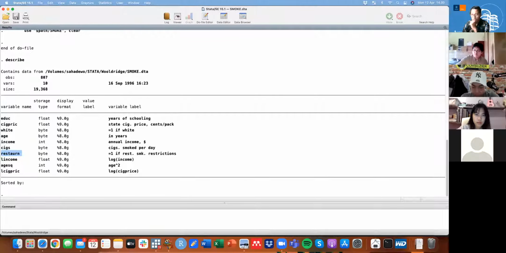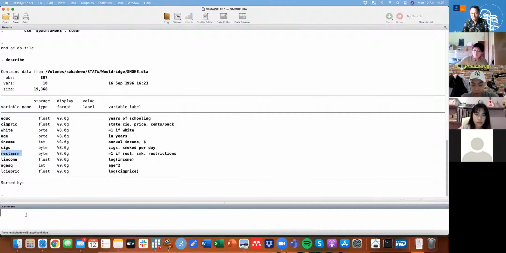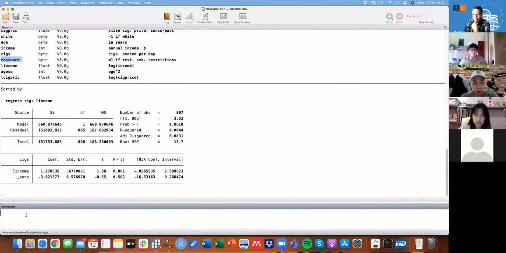So the first thing that I'm going to do is suppose that we start with the simplest model possible, where the number of cigarettes consumed per day is a function of the individual income. In this particular case, I'm going to use log income. We're right now not interested in the estimated coefficient. Later on, maybe we'll be interested in that.